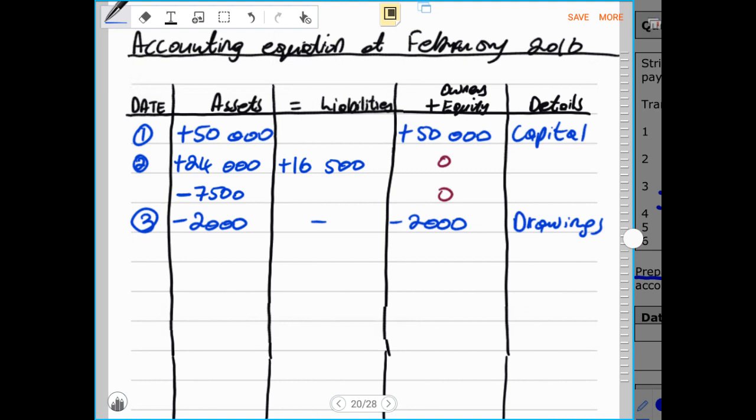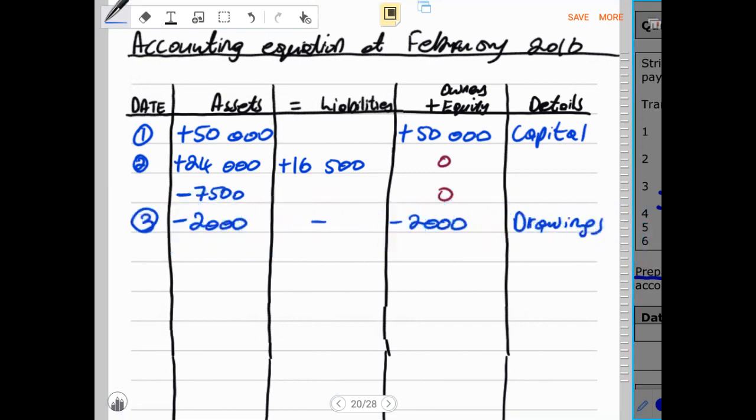So now if you see, once again, our accounting equation is still balancing. 2,000 is decreasing our assets, and 2,000 is decreasing the owner's equity. Don't forget, drawings always decrease owner's equity. Drawings and expenses decrease owner's equity, but capital and income increase owner's equity. Let me repeat this again. Drawings and expenses decrease owner's equity, but capital and income increase owner's equity.